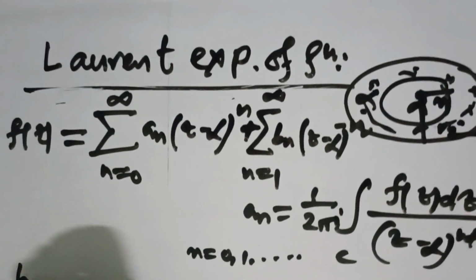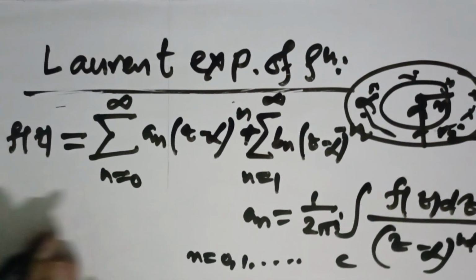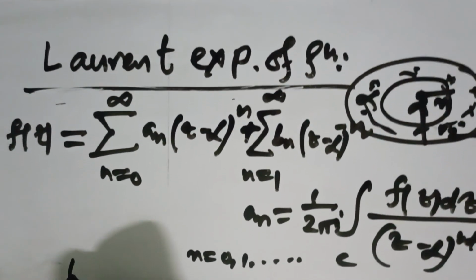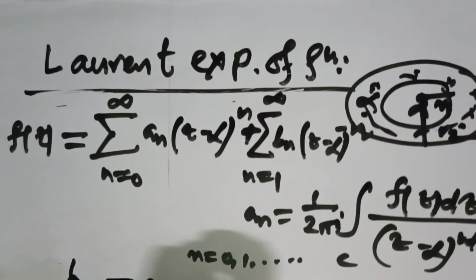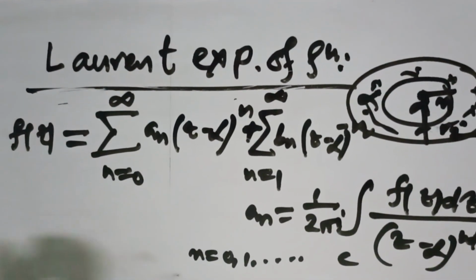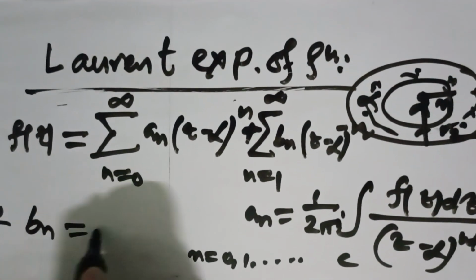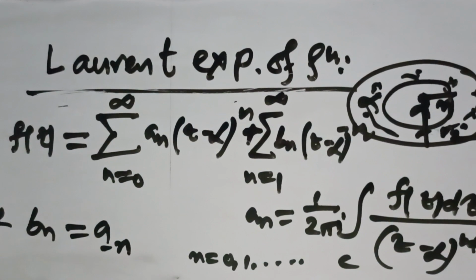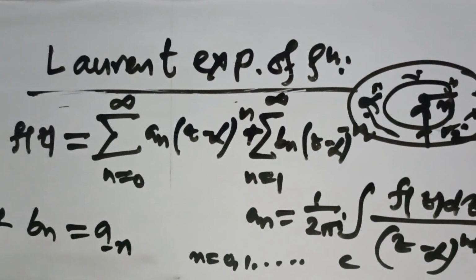Similarly, for the expression of b_n, b_n is nothing but a_(-n). I am not going into this in detail, we only need the following.